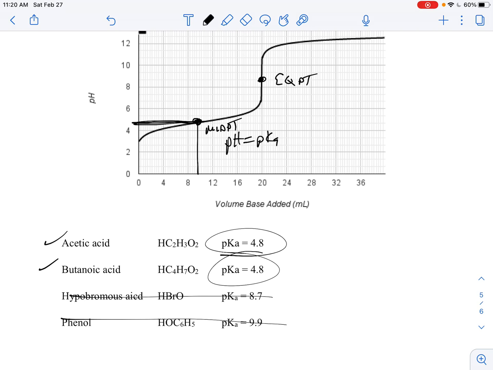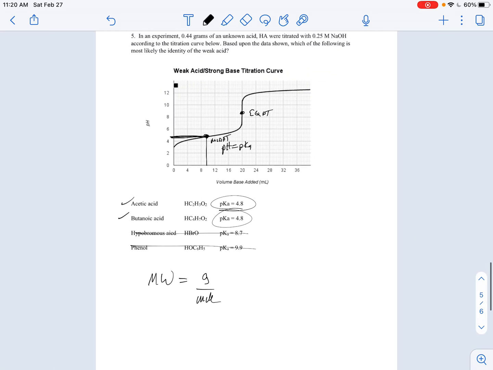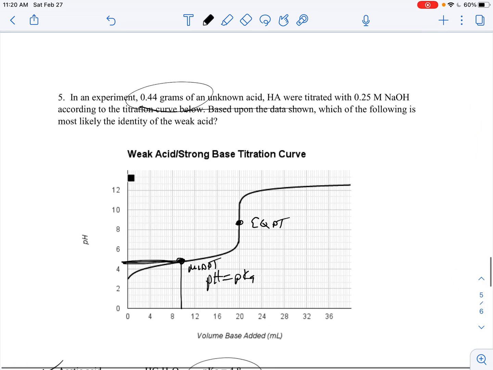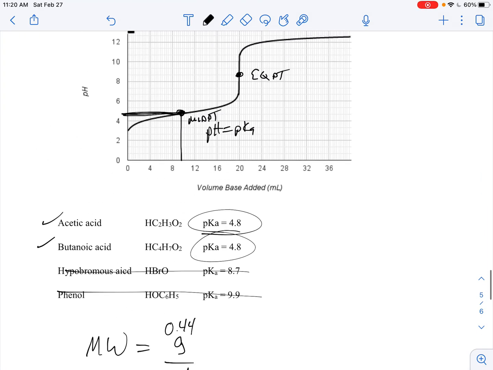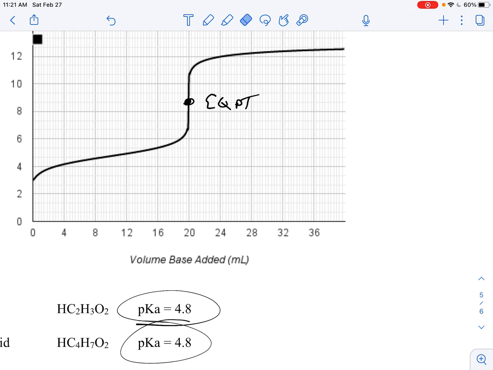So how are we supposed to figure out which one it is from here? Well, we can use a trick that we learned in a previous portion of this, where we can figure out the molecular weight. Remember that the molecular weight is equal to the grams per mole, and I gave you 0.44 grams of the unknown acid earlier in the problem. All I have to do is figure out the number of moles. Well, where does that come from? That comes from the equivalence point here.